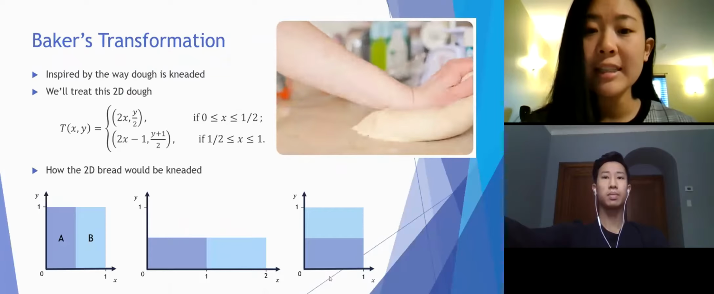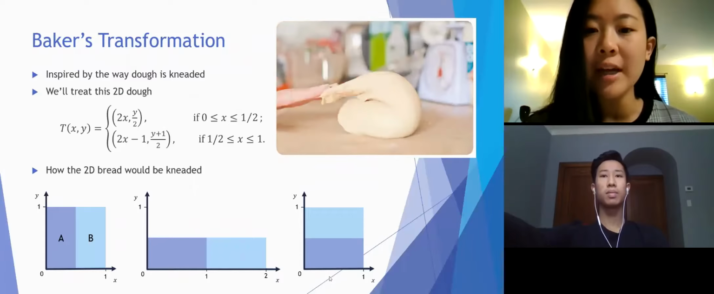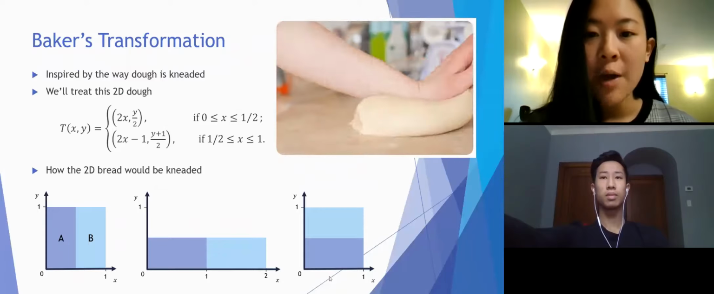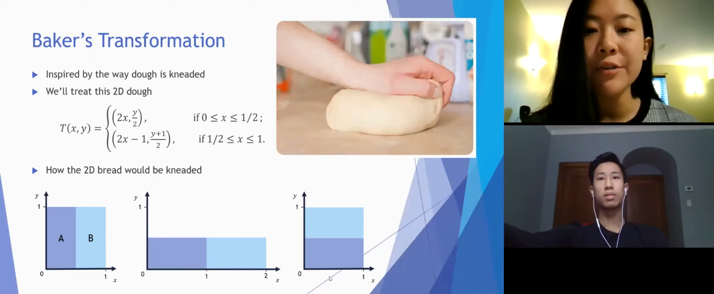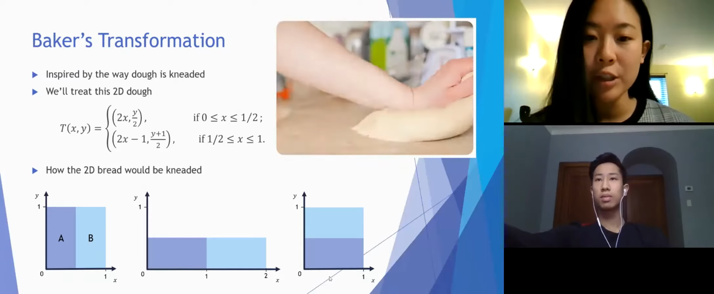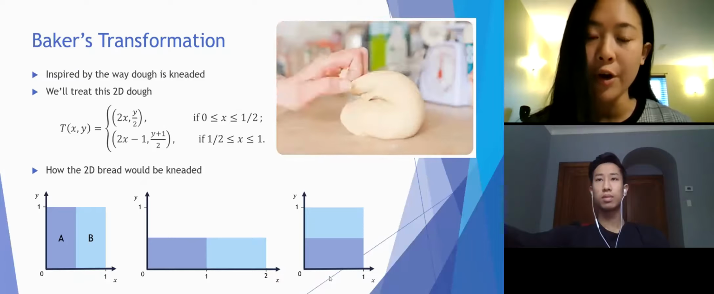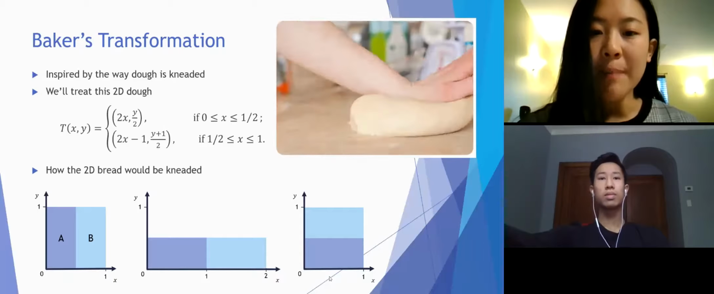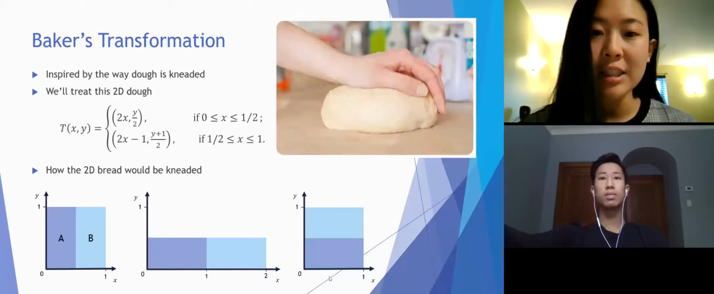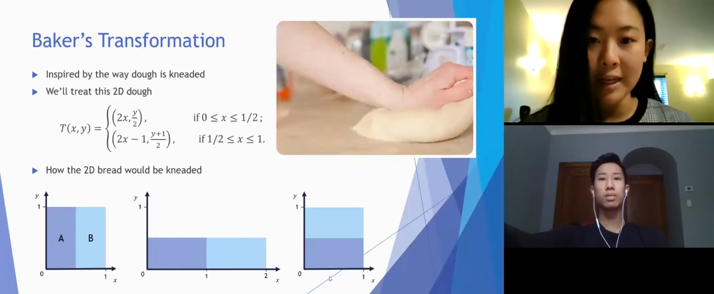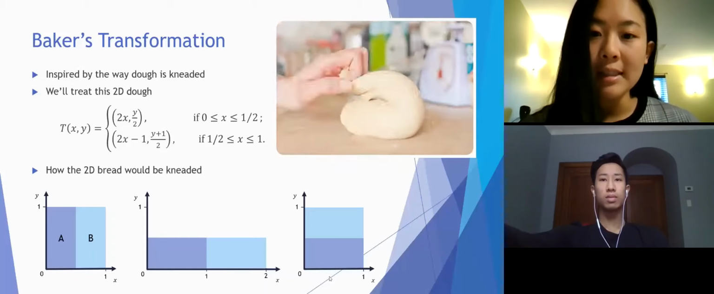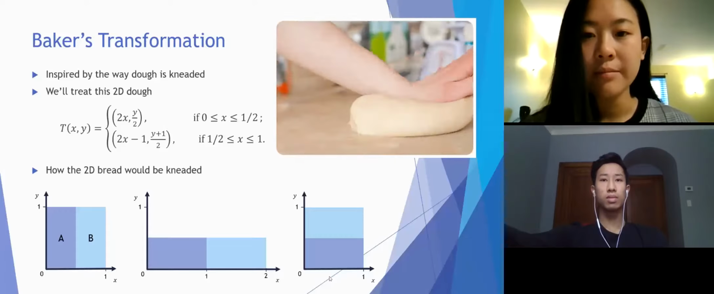Our second transformation is named the Baker's transformation after the way that dough is kneaded, as shown in the GIF. But instead of a 3D dough, we will only observe a 2D cross-section that is a 1x1 square in the first quadrant with a corner at the origin. This mathematical formula for the transformation basically just states what is illustrated lower by the images. It squishes both sets, then places set B on top of A.